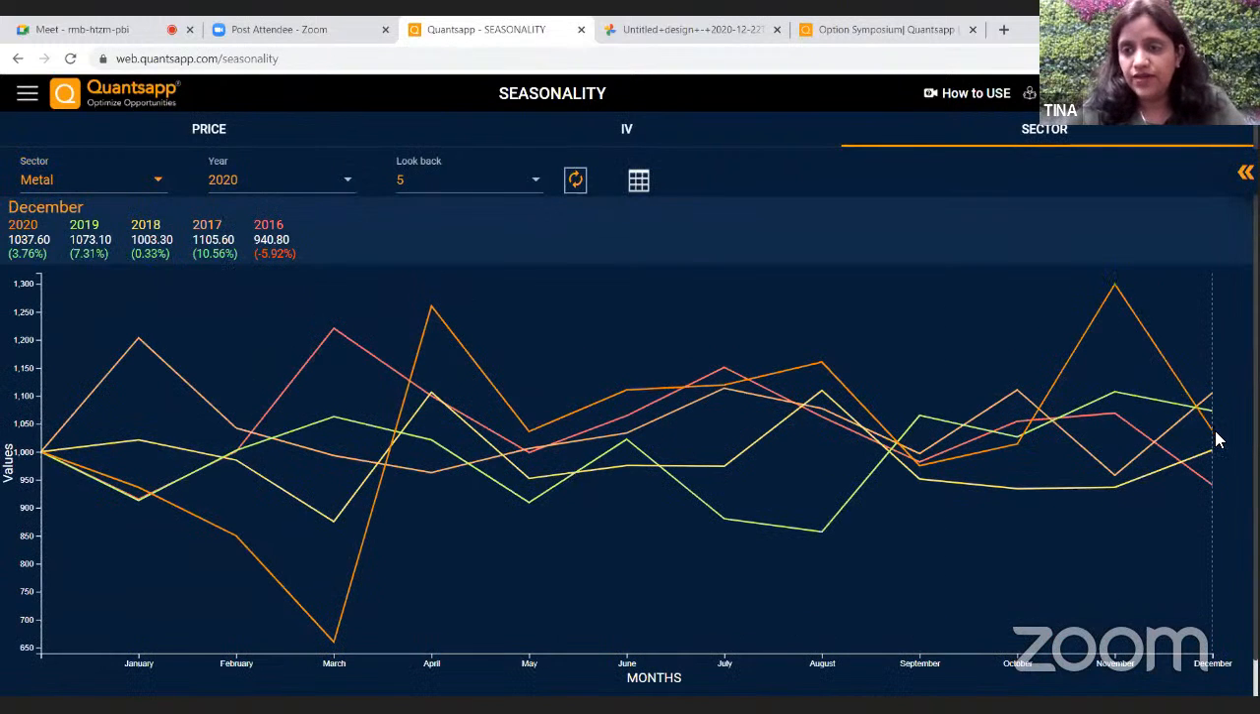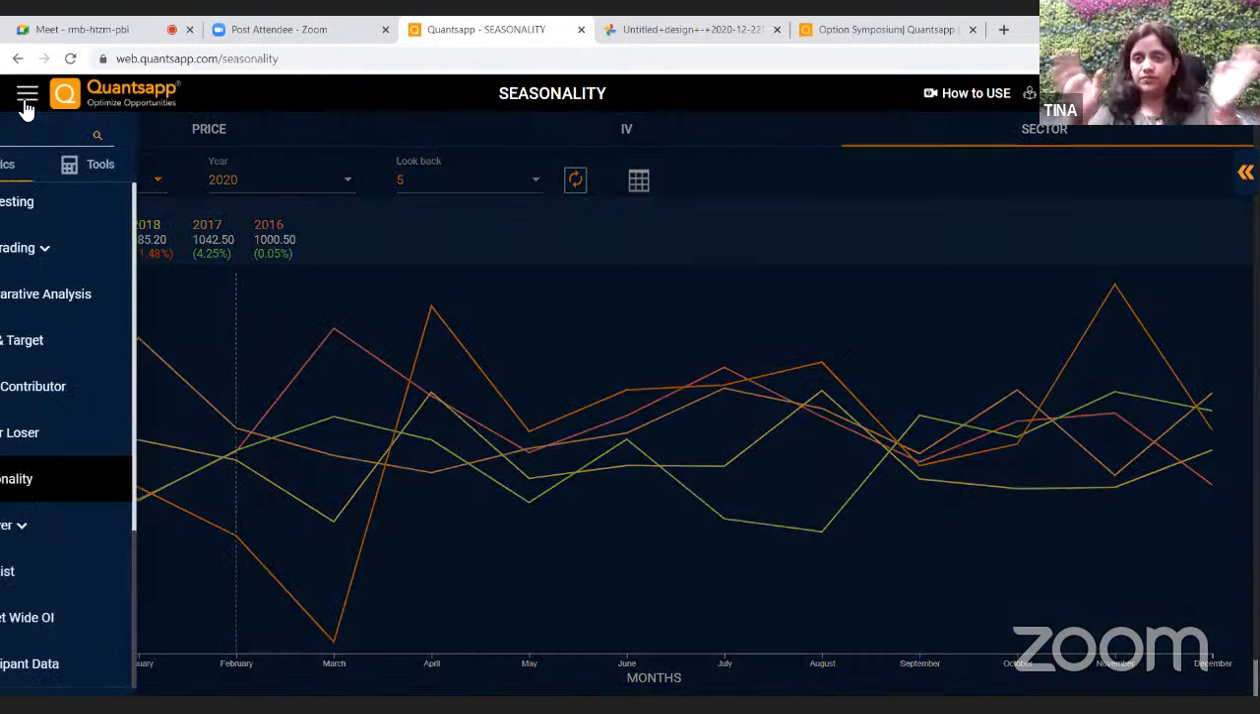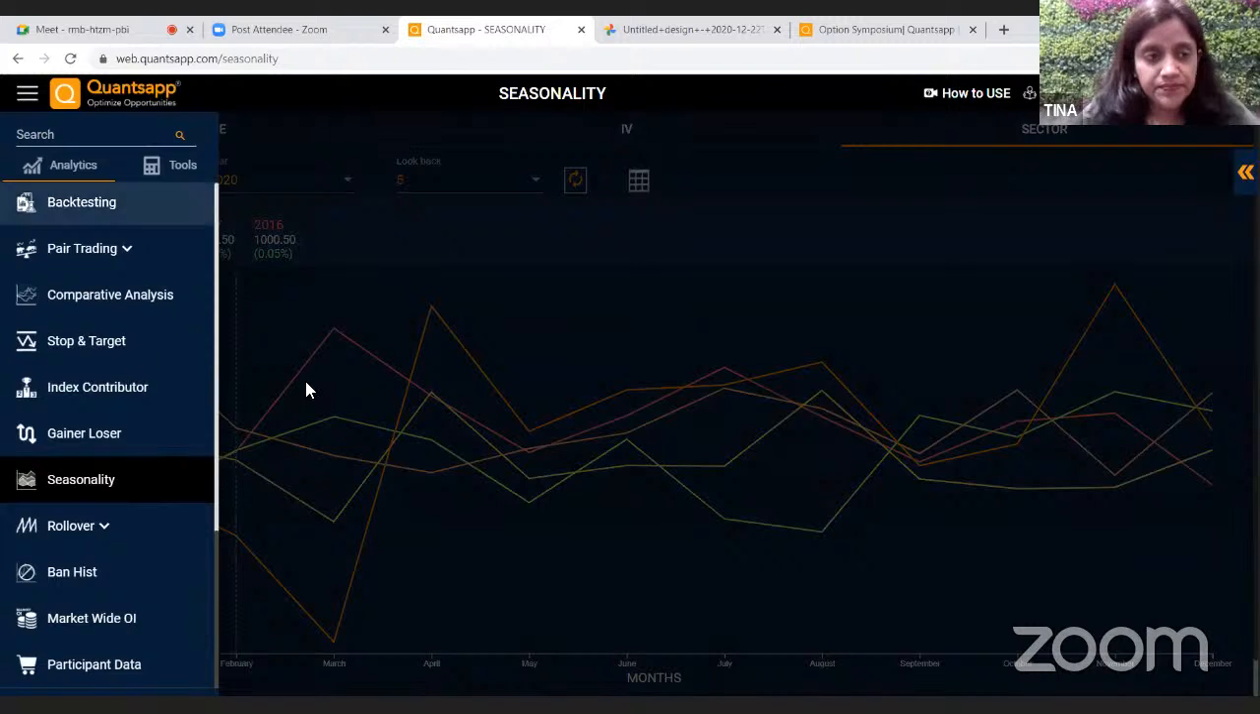So you can have a graph view, you can have a chart view, you can see how the NAVs have moved over the period in this sector. So seasonality basically gives a view of the broader perspective of the move.